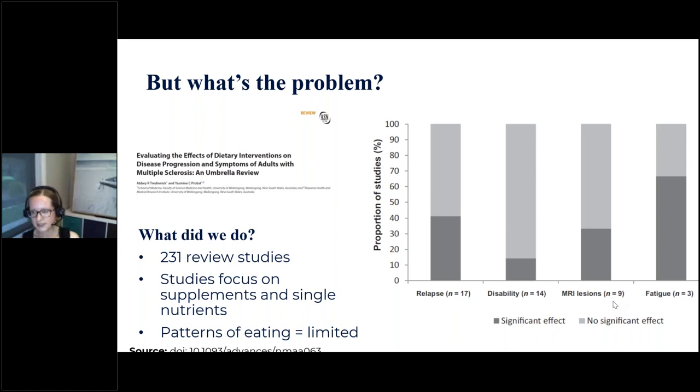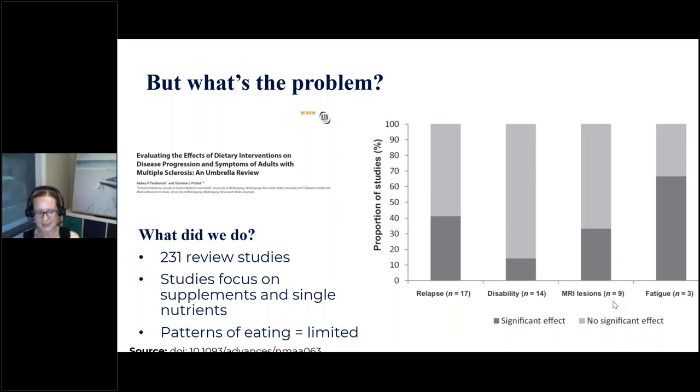And you can see the dark grey bar for fatigue appears to have the strongest effect, but keep in mind we've only had 3 studies for fatigue. So overall, you're looking at the strongest effect in relation to relapse response and the studies.